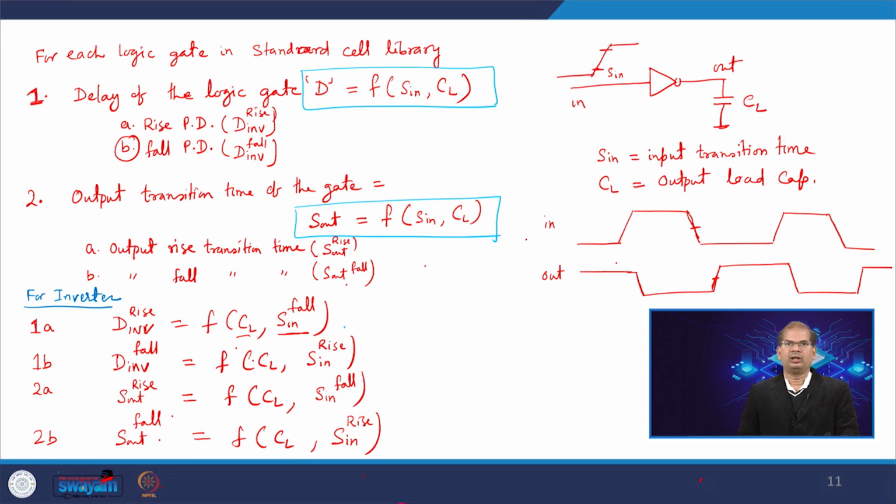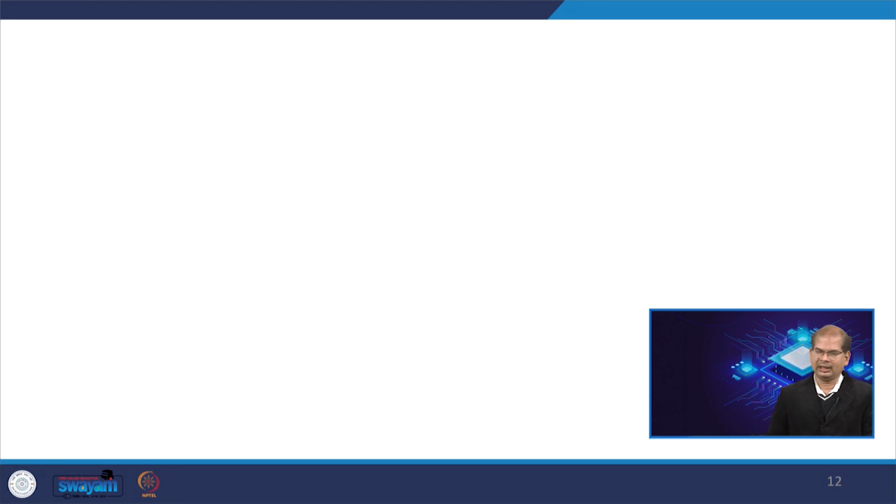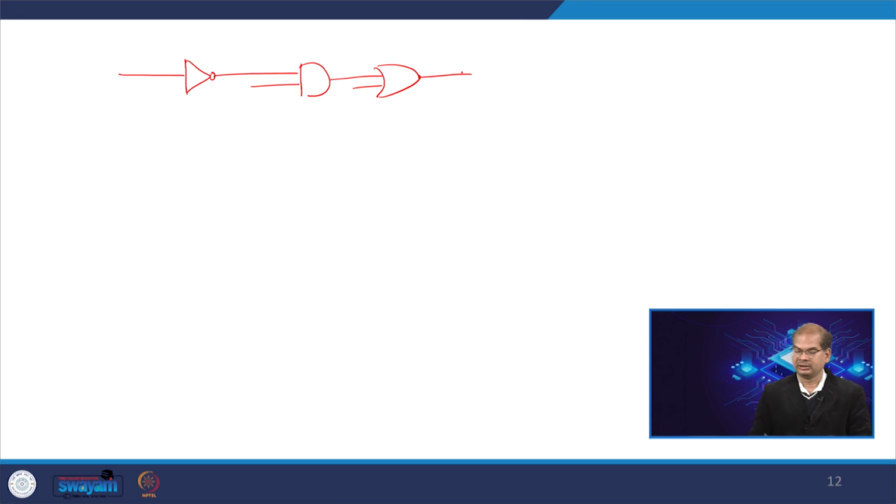Now a question arises. I am interested in the delay, so why am I looking at the output transition time? Since I am looking for the delay, why am I worried about the output transition time? Let us say I have a chain of gates: an inverter, an AND gate, an OR gate like this. I am interested in the delay of this gate, so why am I finding the output transition time? This is my question.